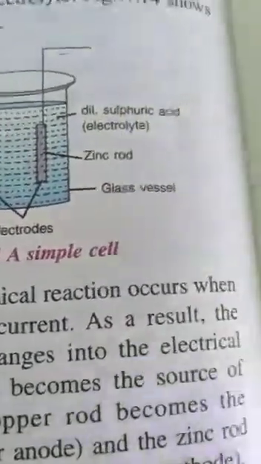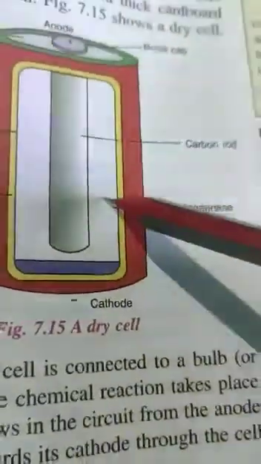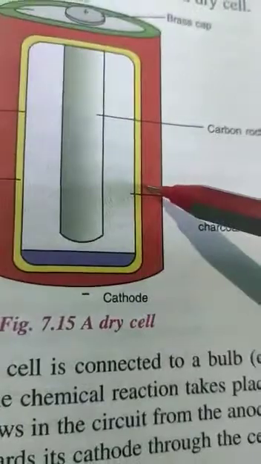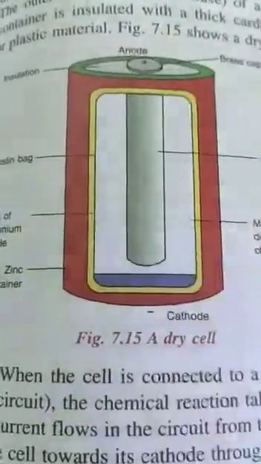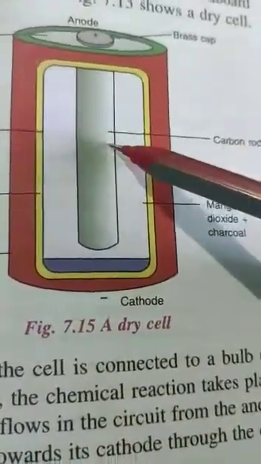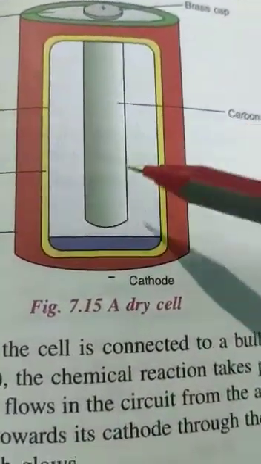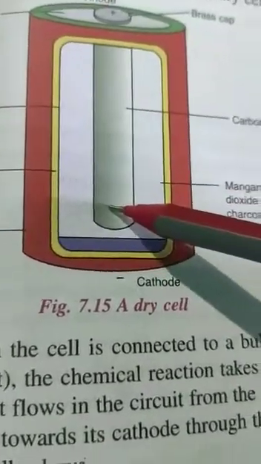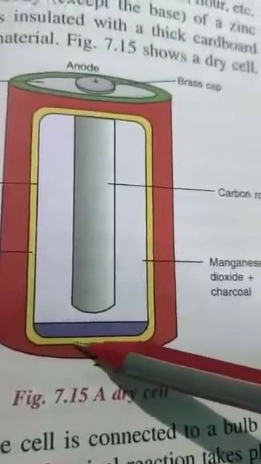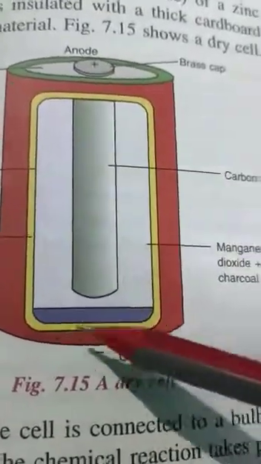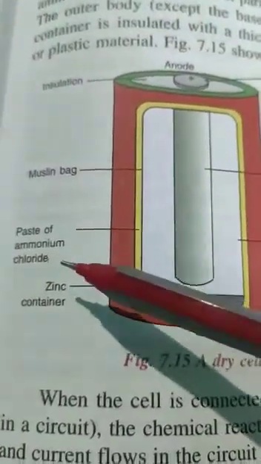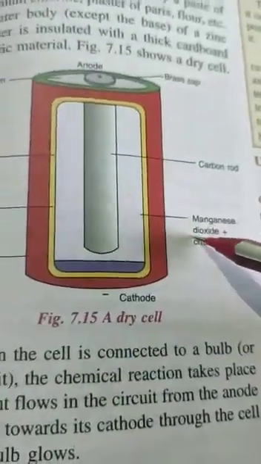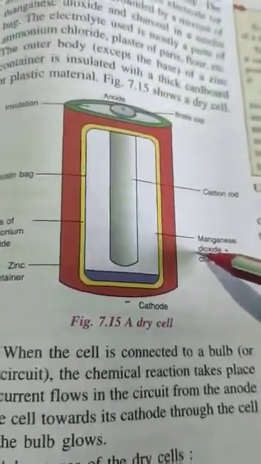Now you can see this dry cell picture. The dry cell consists of a zinc container whose base acts as the negative electrode. Here negative, here positive. It has a carbon rod placed at the center with a brass cap. The carbon rod acts as the positive electrode or anode. The rod is surrounded by a mixture of manganese dioxide. Children, a mixture of manganese dioxide. This one.